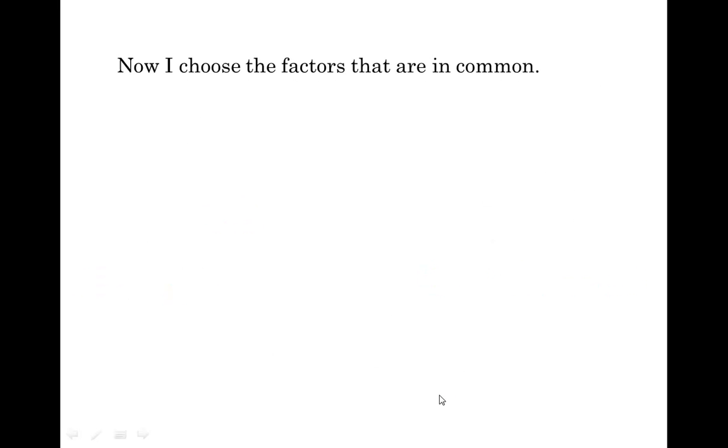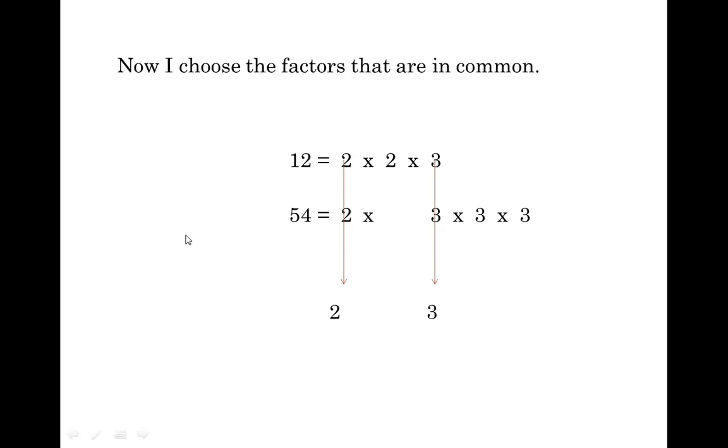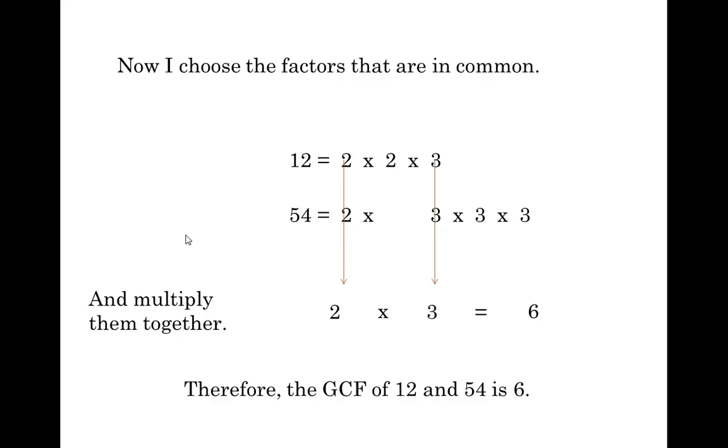So I'm going to line these up a little bit better so I can choose the factors that they have in common. They first have this 2 in common, and then they have the 3 in common. So I'll multiply those together to give me 6. And now I know that the greatest common factor of 12 and 54 is 6.